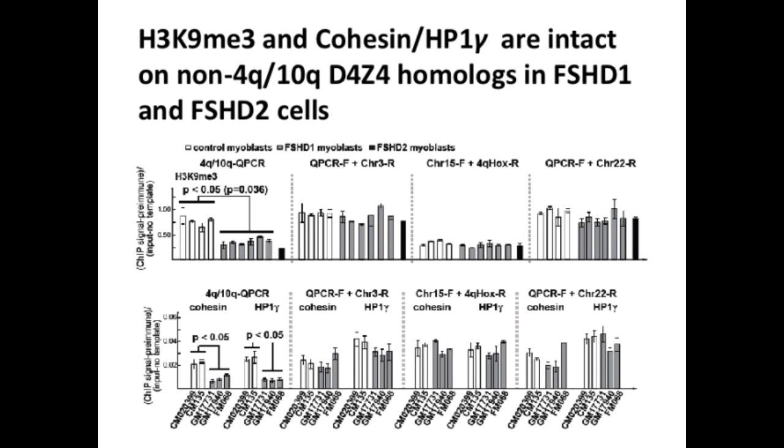Using ChIP assay and qPCR primers specific to 4Q, 10Q D4Z4, and other homologs, we found that the loss of histone H3 lysine 9 trimethylation and HP1 gamma and cohesin binding in FSHD patients is only restricted to 4Q10Q D4Z4, but not on other D4Z4 homologs. This result further indicates the role of 4Q10Q D4Z4 in FSHD pathogenesis.